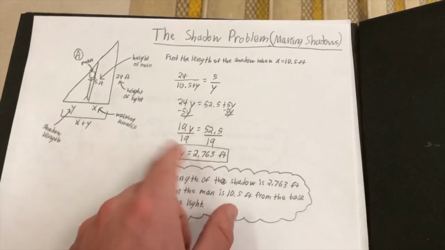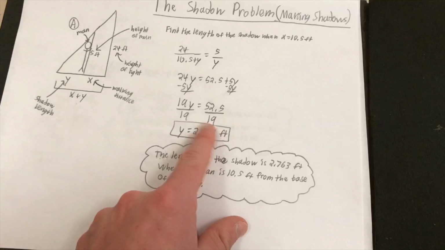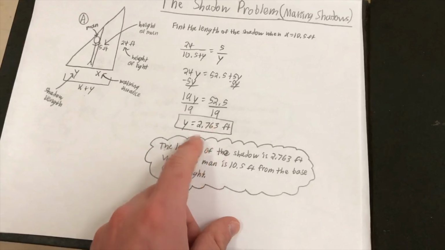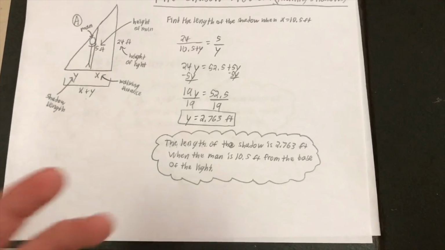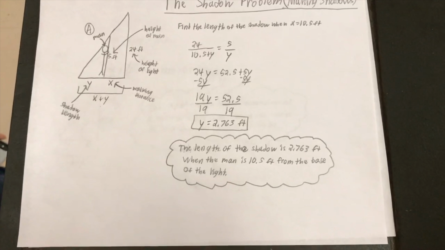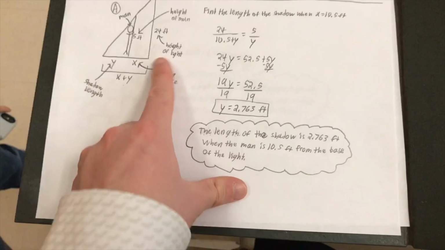Next, what we did was solve for y by itself. We got 19y is equal to 52.5. We divided by 19 to get y is equal to 2.763 feet. From this, we know that the length of his shadow is 2.763 feet when the man is 10.5 feet away from the lamp.